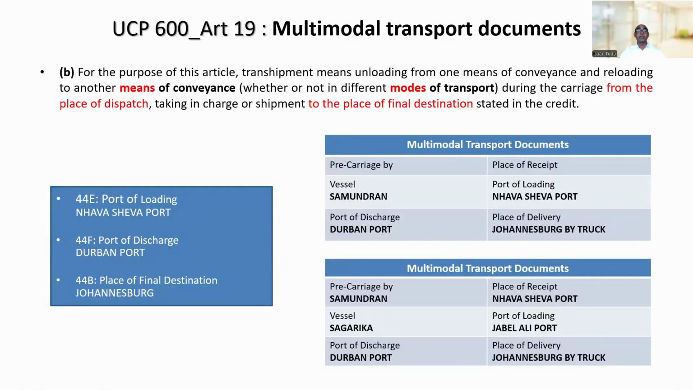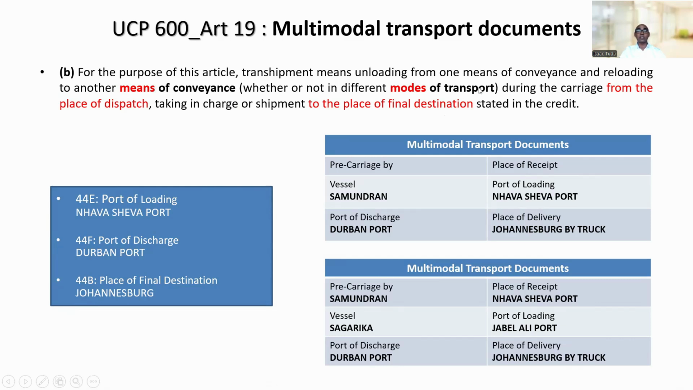Further, we need to understand Article 19B. For the purpose of this article, transshipment means unloading from one means of conveyance and reloading to another means of conveyance, whether or not in different modes of transport, during the carriage from the place of dispatch, taking in charge or shipment to the place of final destination stated in the credit. So let us quickly understand the meaning of means of conveyance. It indicates the vessel in case the mode of transport is by sea. In case the mode of transport is road, then the means of conveyance will be a truck.